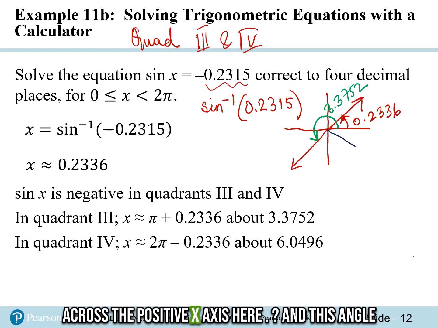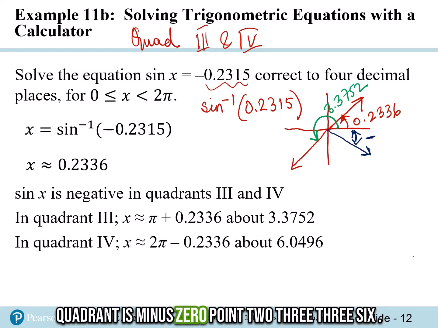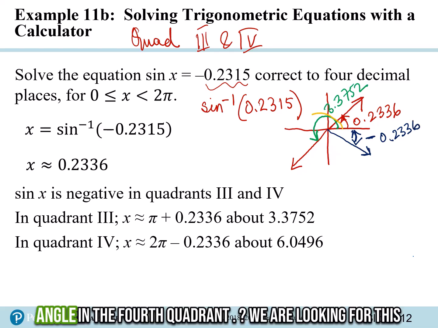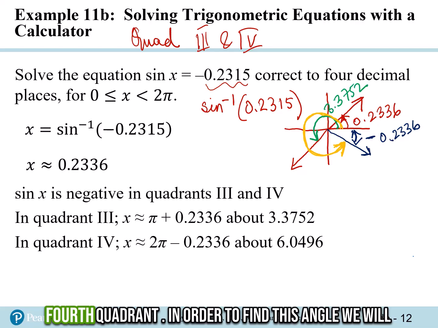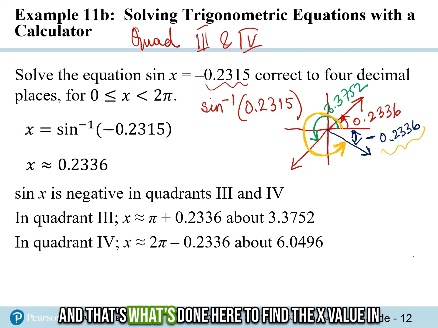For the fourth quadrant, the angle will be a reflection of the first quadrant angle across the positive x-axis here. And this angle between the positive x-axis and the ray in the fourth quadrant is minus 0.2336. However, we are looking for the positive angle in the fourth quadrant. We are looking for this angle in yellow. In order to find this angle, we will add 2 pi to negative 0.2336. And that's what's done here.